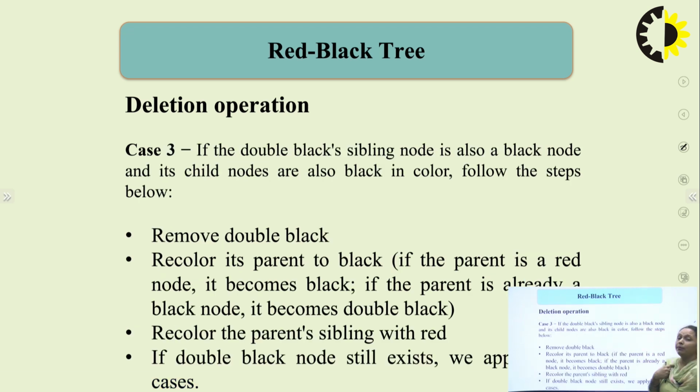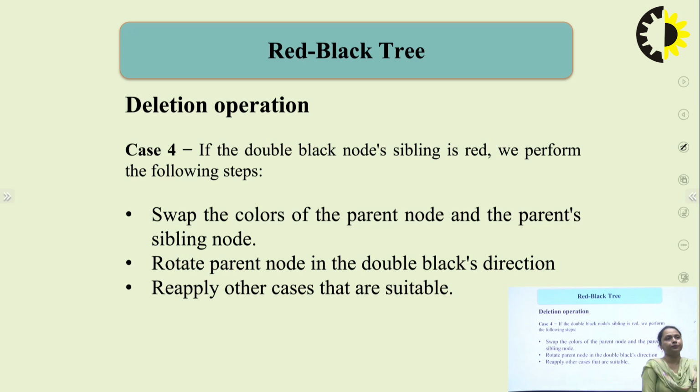Now case 3, if the double black's sibling node is also a black node and its child nodes are also black in color, then follow the simple steps. That is, remove the double black, recolor its parent to black, and recolor the sibling with red. If a double black node still exists, we apply other cases.